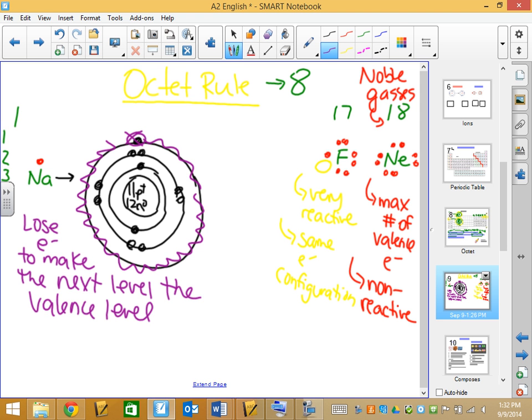So back to the octet rule. The octet rule is really saying that in most cases, atoms are trying to achieve 8 valence electrons. That is their goal. Whether it's by gaining electrons in your existing energy levels or losing electrons and getting rid of a level altogether.